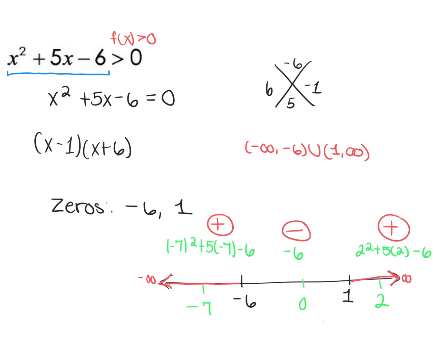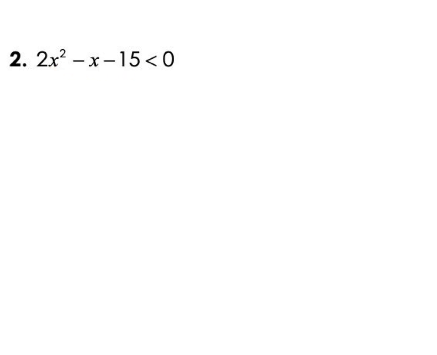Here we have 2x squared minus x minus 15 is less than 0. So this here is f of x, and we want to know when it's less than 0. So we're going to set this equal to 0. And now we can factor. 2 times 15 is negative 30, so we want two numbers that multiply to negative 30 and add to negative 1. So that's going to be positive 5 and negative 6.